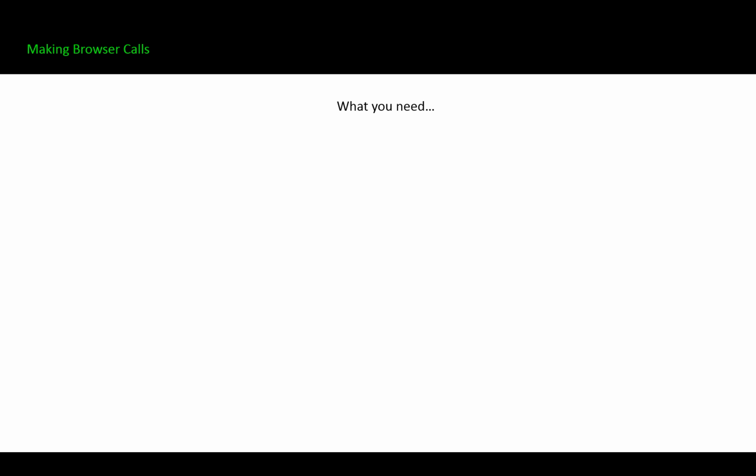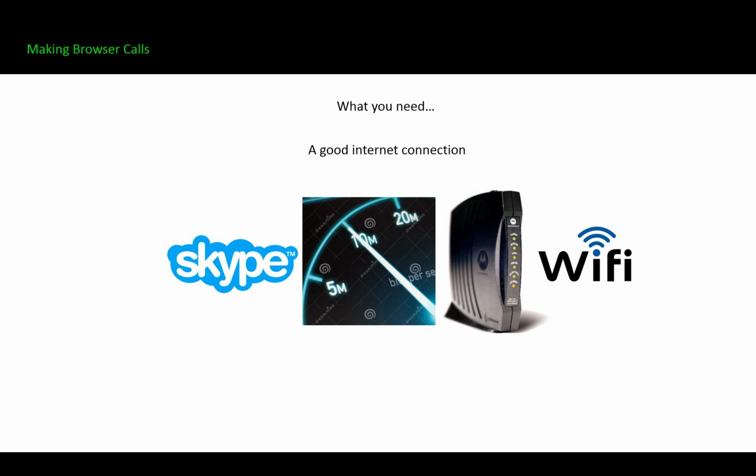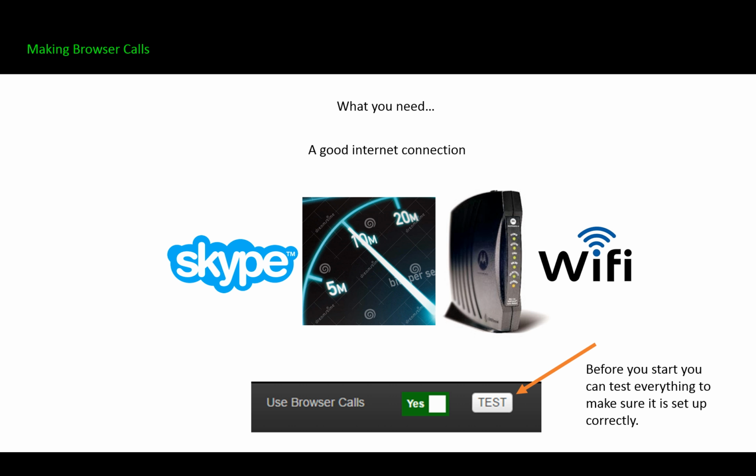So what are you going to need in order to do this? If you're using Skype or Google Hangouts or any sort of web-based calls, you probably already have this stuff in place, but you need a decent internet connection, good Wi-Fi connection. One thing that I'll show you in a minute is you'll be able to test your setup before you start making browser calls in the IMS to make sure it's all set up correctly.